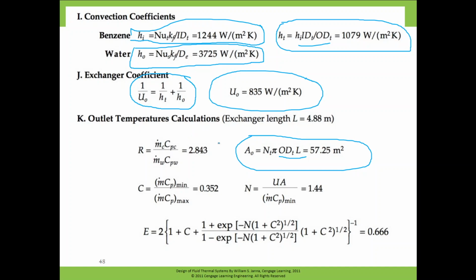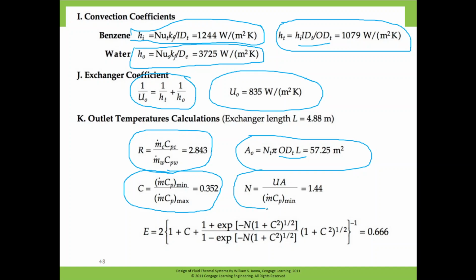We can calculate the capacity ratio. So R equals the cold fluid capacity over the warm fluid capacity. C means the minimum capacity divided by the maximum capacity. When the R value is more than 1, that indicates that the warm fluid is minimum and the capacity of cold fluid is maximum. So we can calculate C, which is basically the inverse of R in this case.